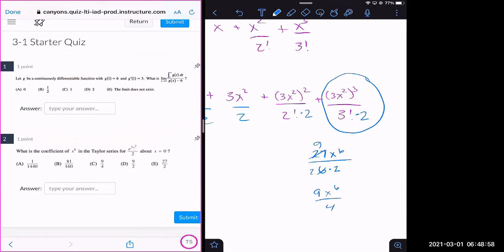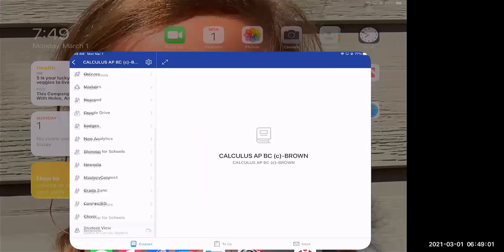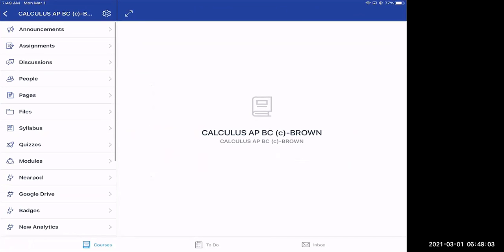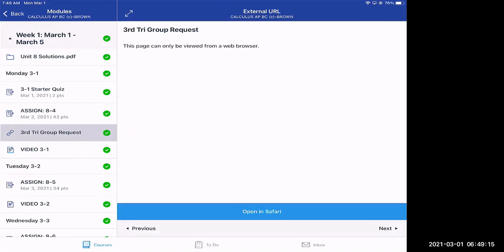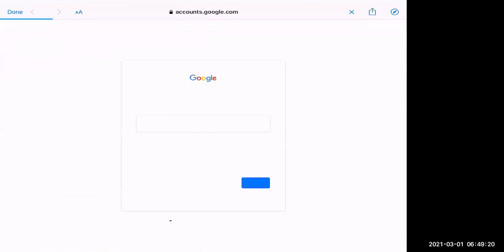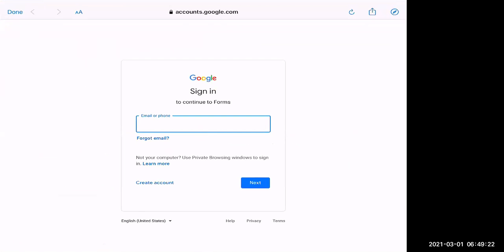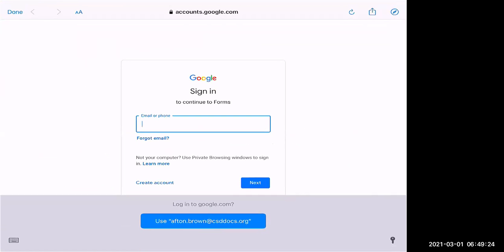Okay, so then a couple of things. The next thing I want you to look at, while you're in Canvas, go to this week's module. We're going to cover 8.4 today. 8.4 is ratio test. It is our final test of convergence and divergence we're going to learn today. But then you have this third try group request. If you open this, you don't have to fill it out necessarily right now. Wait, what is it?